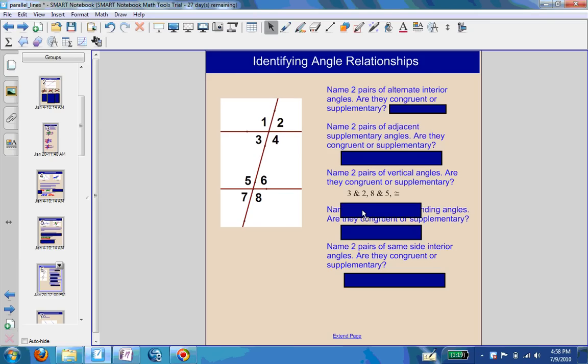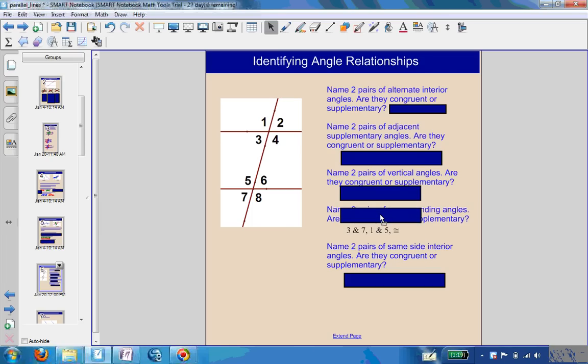Name 2 pairs of corresponding angles. Whoops, I showed you the wrong ones. 3 and 7 and 1 and 5, and they're congruent.